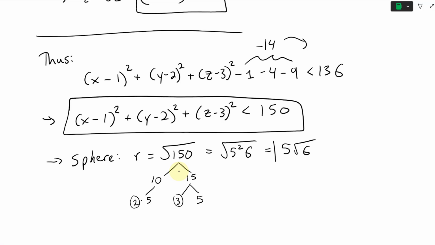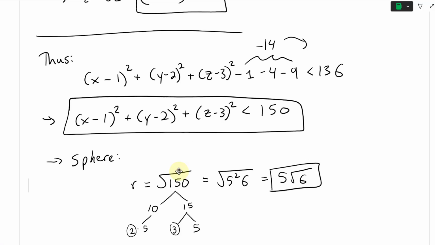So that's the radius. And here I just shifted this down so we could put the center right here, just center on top instead. So the center is going to be at (1, 2, 3), so basically the negatives of every one of these.